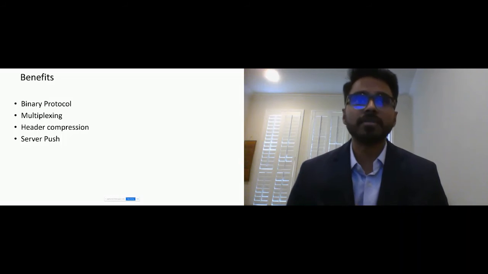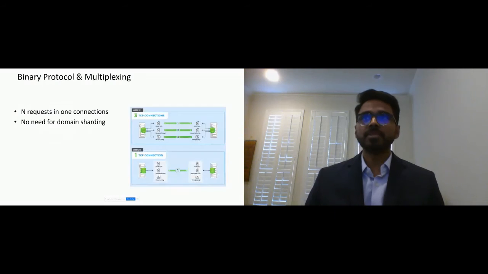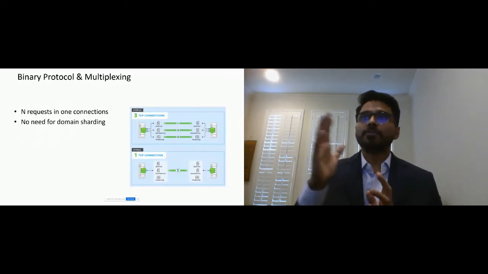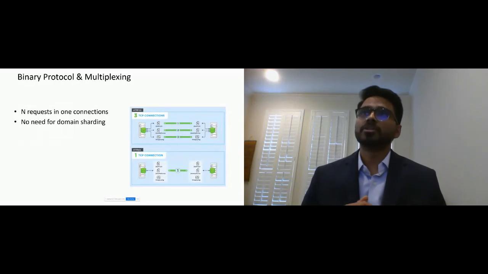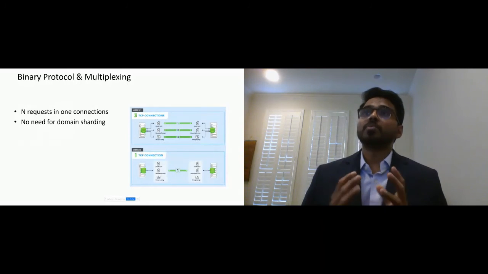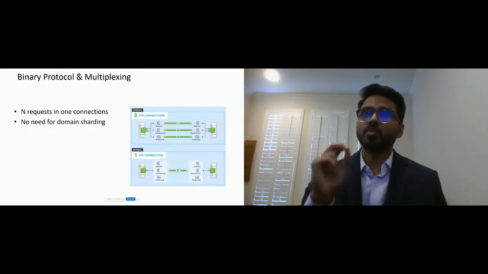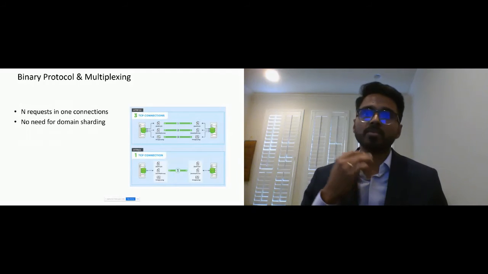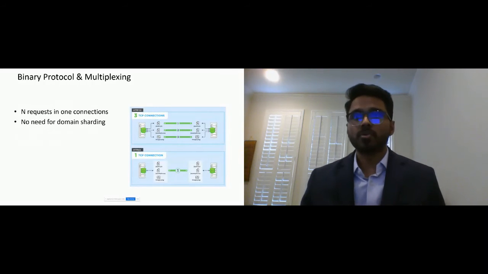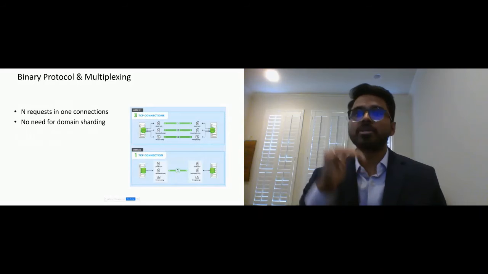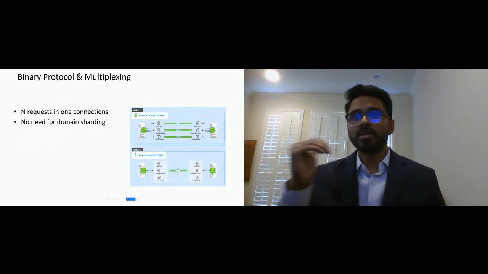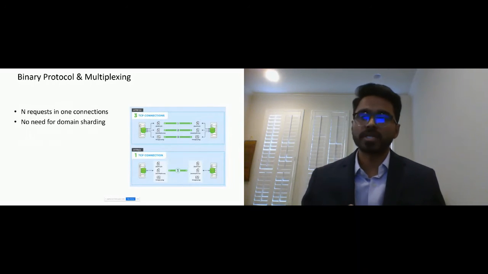Okay, so the first thing, binary protocol and multiplexing. If you focus your attention on the image on the right, with HTTP 1, whenever you want to request a resource, you can only request one resource at a time. What do I mean by that? With TCP connections, you make one request, then you get a response, and only then can you make the second request. And only when the second request comes back can you make the third request.